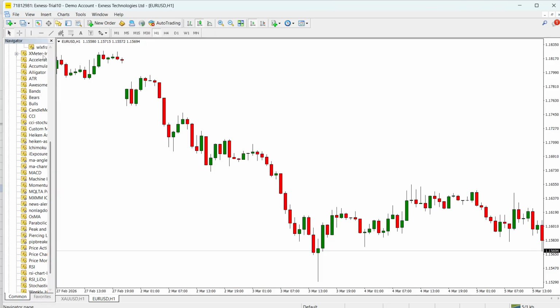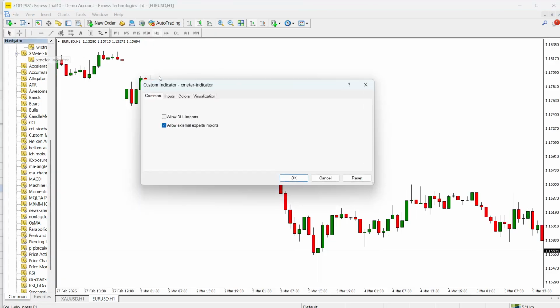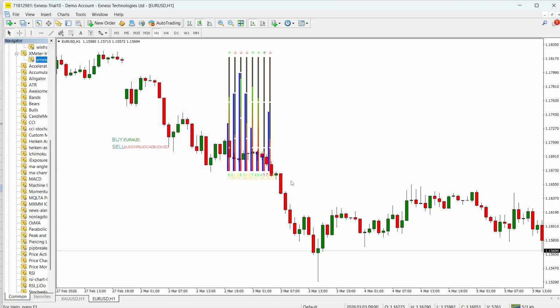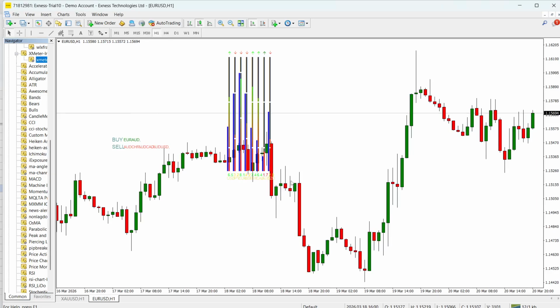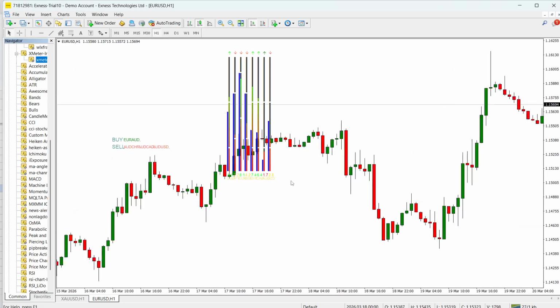At this point, I'm going to load the indicator on the chart so you can see how it looks in real time. Remember to allow the yellow inputs. Right, there we go. You can see how it looks.